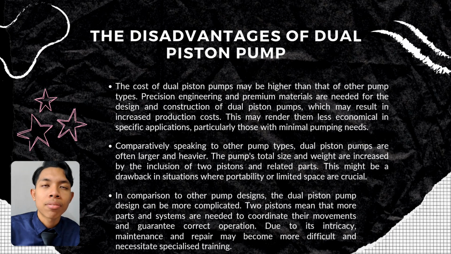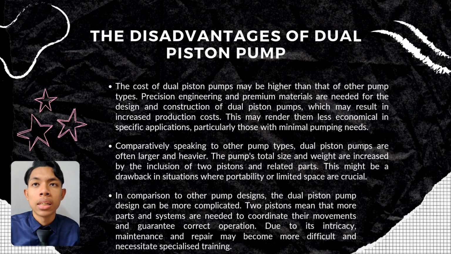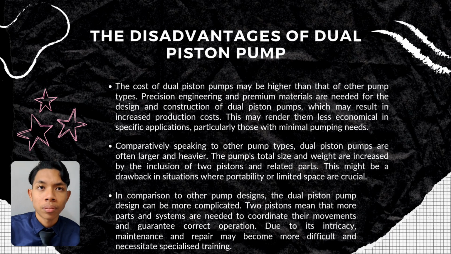Second, comparatively speaking to other pump types, dual piston pumps are often larger and heavier. The pump's total size and weight are increased by the inclusion of two pistons and related parts. This might be a drawback in situations where portability or limited space are crucial.